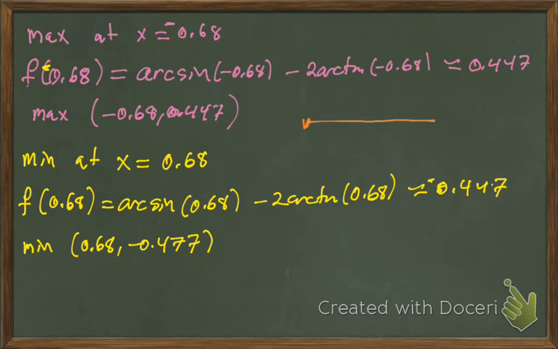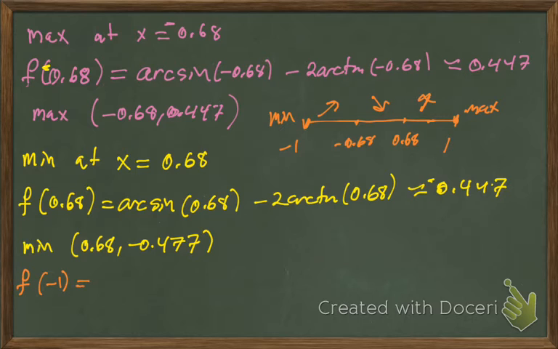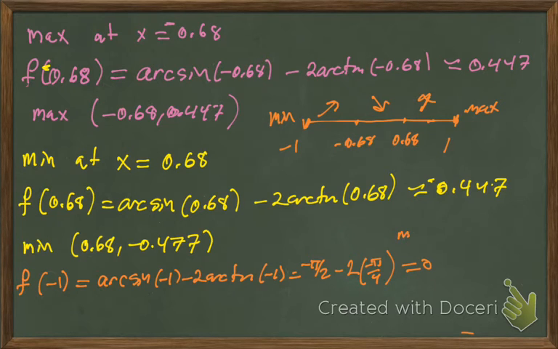We're also going to have a minimum at -1 because we increase from -1 to negative 0.68. And we'll have a maximum at 1 because we increase from 0.68 to 1. So we'll go ahead and plug in -1 and also 1 into the original function, and that's going to tell us the y coordinates. Okay, so arcsine of -1 is negative pi over 2, minus 2 times arctan of -1, which is negative pi over 4. That's going to be 0.